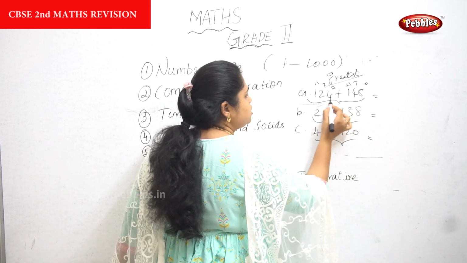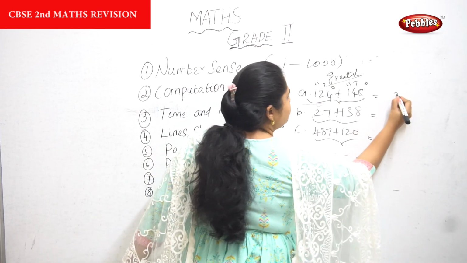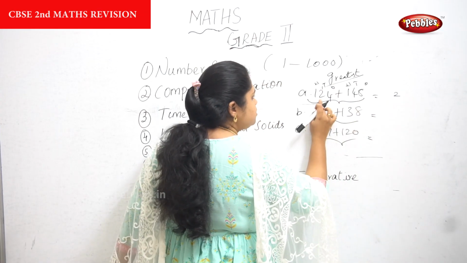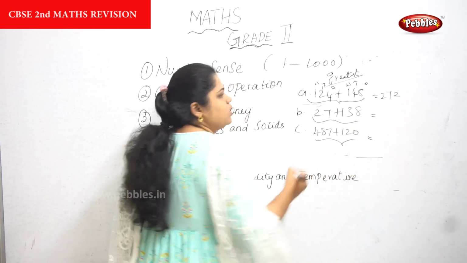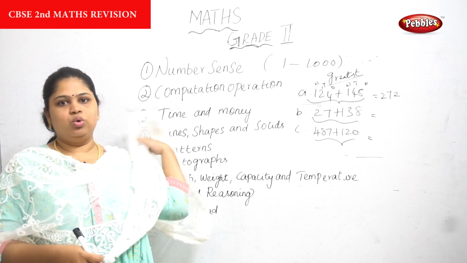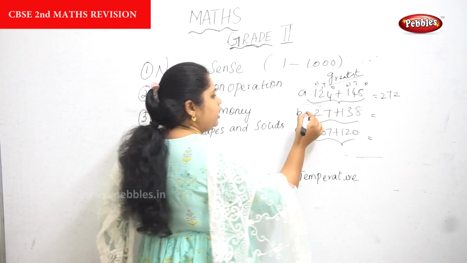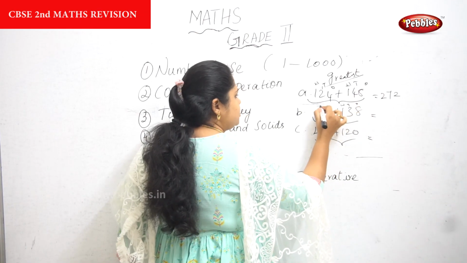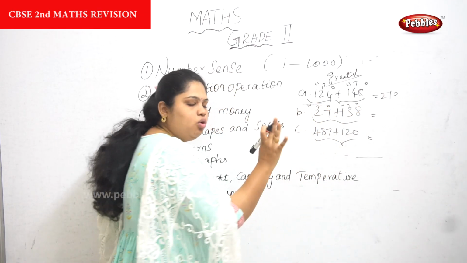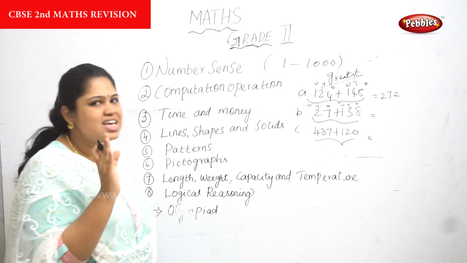So ones, 8 plus 4, 9, 10, 11, 12. 1 carry, 4 plus 2, 6, 6 plus 1, 7, 1 plus 1, 2. So the first answer is 272. Next one, in this, ones, tens, hundreds. The hundreds column has no number, so it is considered as a 0.